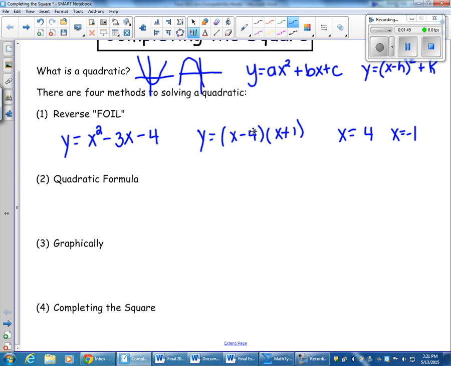If you're unable to factor it, then we can use the quadratic formula. x equals the opposite of b plus or minus the square root of b squared minus 4ac, all over 2a. Graphically, if you have real roots, meaning that it crosses the x-axis, then we can use the calculator to solve it.